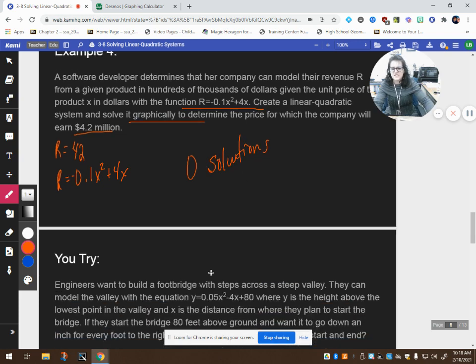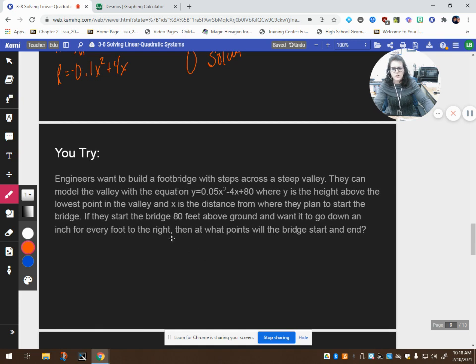Okay, so now you try this next one. I encourage you to pause the video and give it a try. I'll read it to you real quick. Engineers want to build a footbridge with steps across a steep valley. They can model the valley with the equation y equals 0.05x squared minus 4x plus 80, where y is the height above the lowest point and x is the distance from where they plan to start the bridge. If they start the bridge 80 feet above the ground and they want it to go down 1 inch for every foot to the right, then at what points will the footbridge start and end?